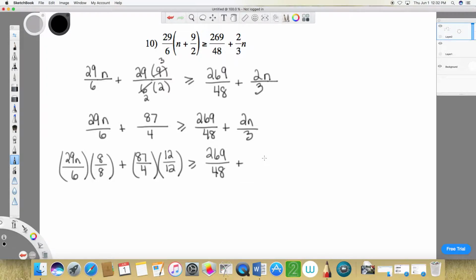And 48 divided by 3 is 16. So I've got 2n over 3 times the number 1, but to write 1 as 16 over 16. So now, with the common denominator of each of these terms, if I were to multiply both sides of this inequality by a positive 48, all these denominators would cancel, and all I'd have left is the numerator. So on the left-hand side, I've got 29 times 8, which I do not know what that is, 232.